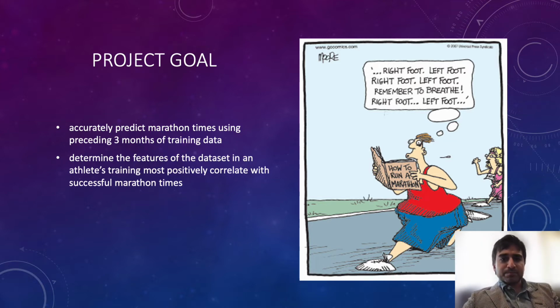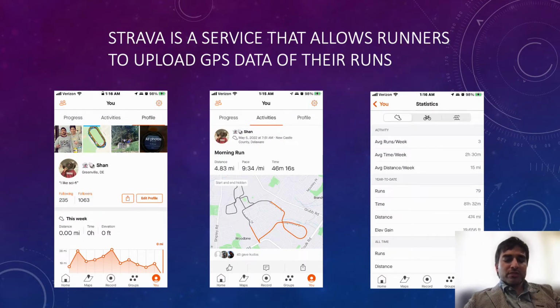Let's find out. So Strava, if you're not familiar, it allows users to upload runs from their GPS watch, be it Garmin or Apple Watch or a Suunto, doesn't matter. They can upload all their training runs to a database which stores and collects all their training data.